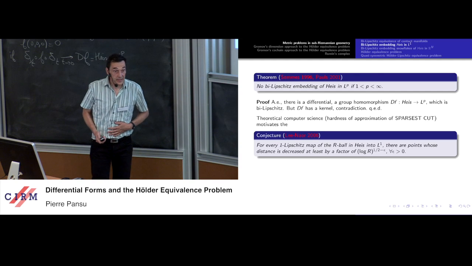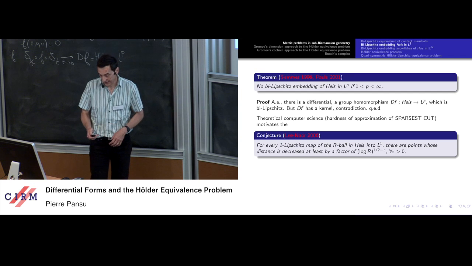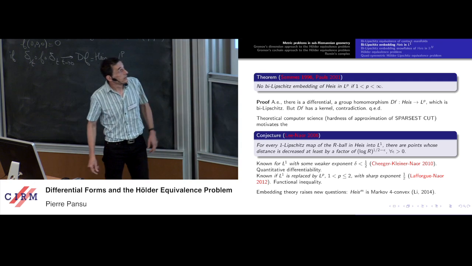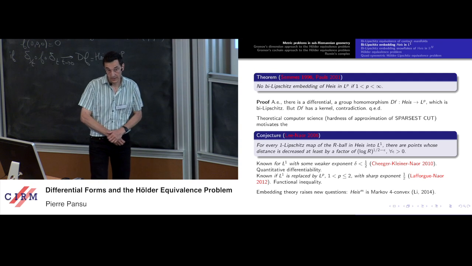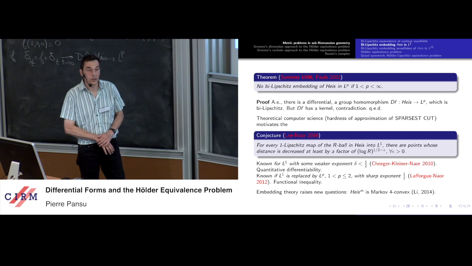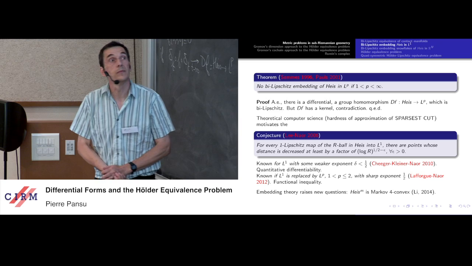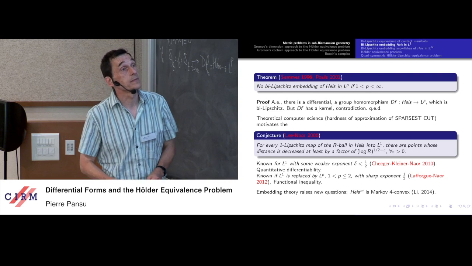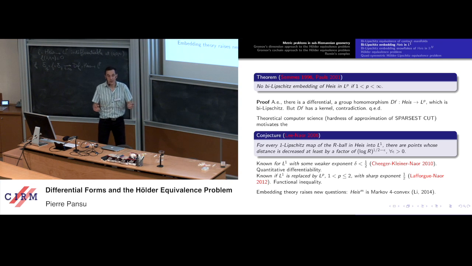So that's a problem for us metric geometers, or for us sub-Riemannian geometers. So here is what is known on that problem. A very long paper by Cheeger, Kleiner, and Naor does the job and obtains a bound of the form some positive power of log r. But unfortunately, they are far from the sharp exponent, which is expected to be a half. And now, more recently, if you cheat and replace L1 with Lp, with p bigger than 1 but less than 2, then Lafforgue and Naor obtain an estimate which now has the sharp exponent, but unfortunately it's not for L1, it's for Lp.